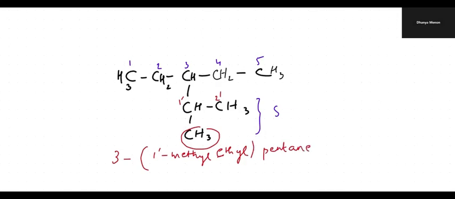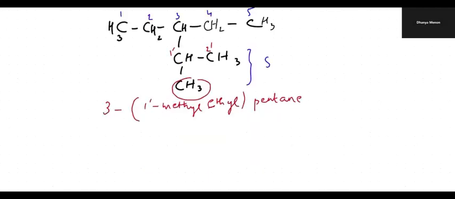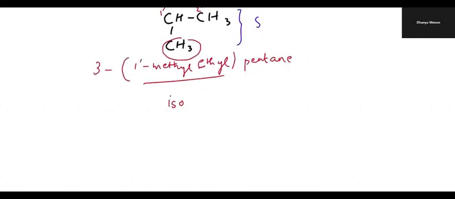Now over here you can see this 1 dash methyl ethyl. Sometimes in some books they refer to it as an iso group also. So this is the common name. Sometimes in books they refer to it as 3-isopentane.